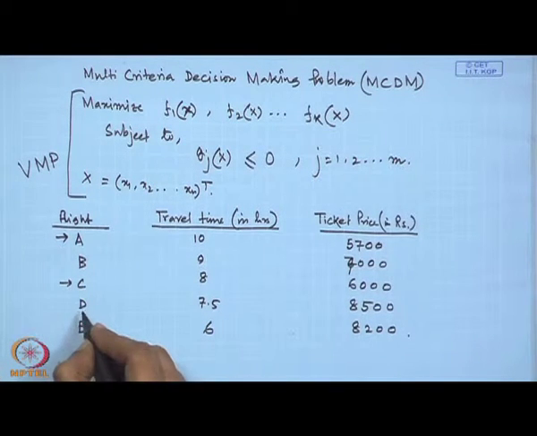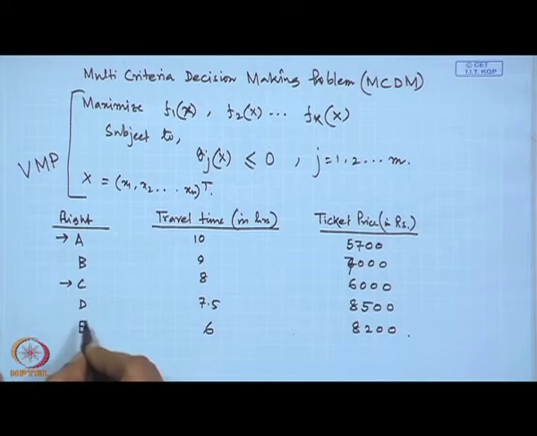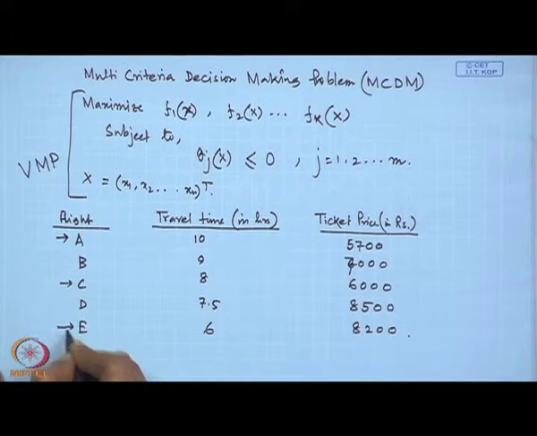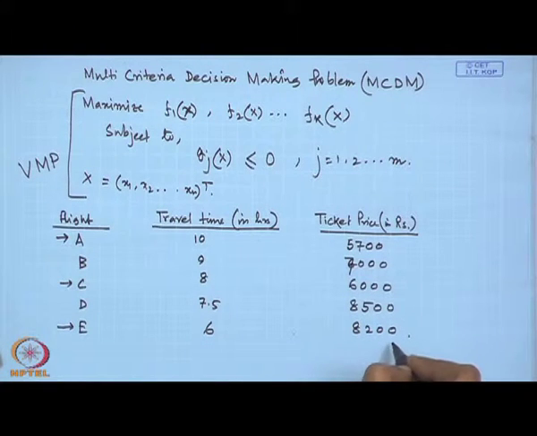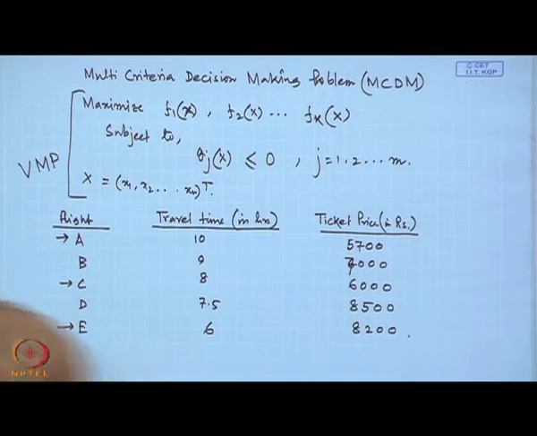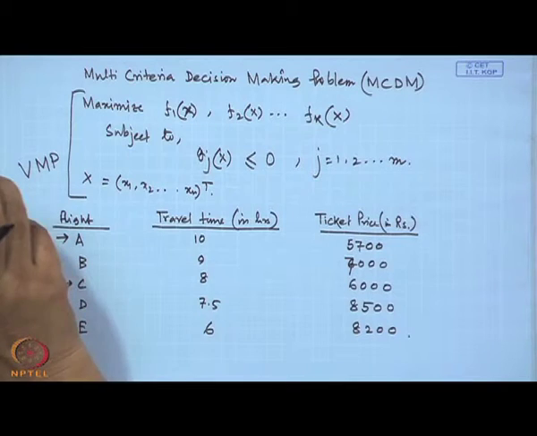Now, go to the options D and E. As we see again in D and E, option E is the better one than D, because it is taking less travel time, 6, with less price than D. That is why D is dominated by E, and B is dominated by C, but still we are in a problem of which one to select. The options A, C and E are equally acceptable to us, and we are in confusion about which one to select.